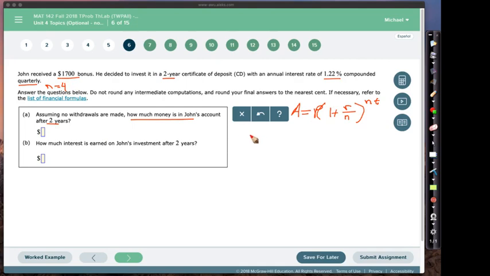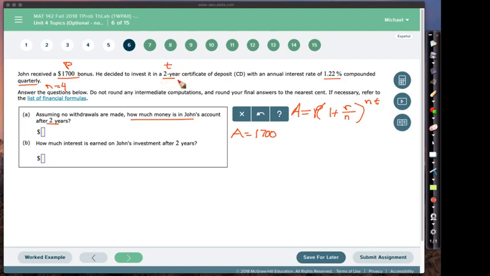Okay, so we'll do this first one. With this one, I'll show you how you can use the TVM solver, but we'll start with this formula since we've got it up here. So the accumulated value is going to be the amount that he deposited, and we're just going to have to assume that he took his whole bonus. If it were me, I would have spent some of it, maybe most of it, maybe all of it. Anyway, John's investing it. 1700, that's the P.